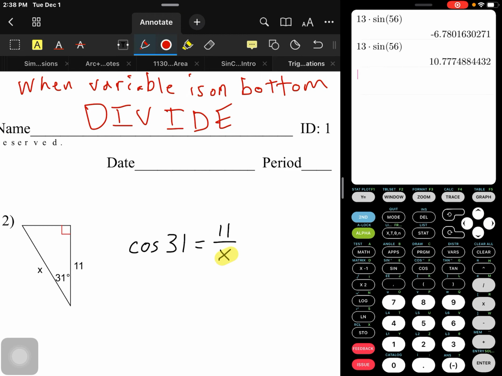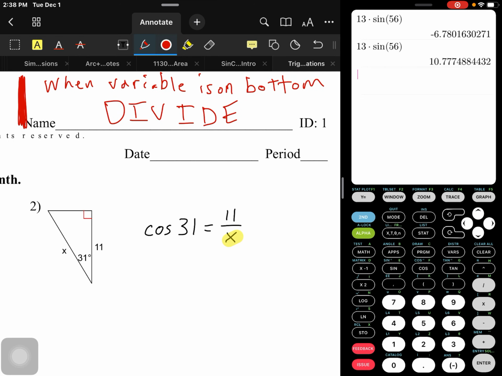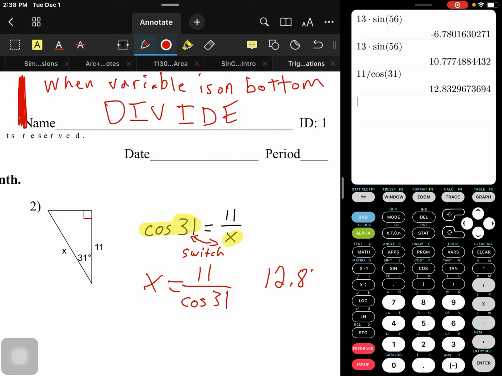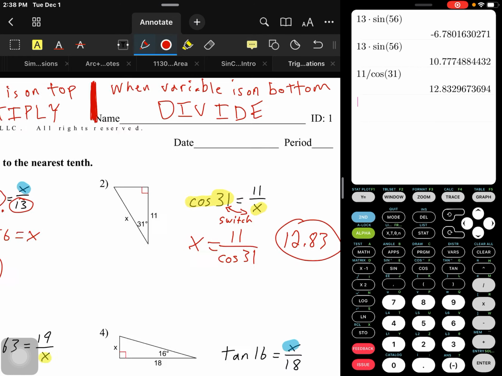And then when the variable is on the bottom, we divide. So what you do is you take the x, you take the cosine of 31, and you switch their places. So it looks like this. X is now on the left side of the equal sign. The 11 is still on top, and then cosine 31 is now on the bottom. So you switch their spots. So now we're in the division. Okay, 11 divided by cosine of 31, and you get your answer, 12.83. Okay.